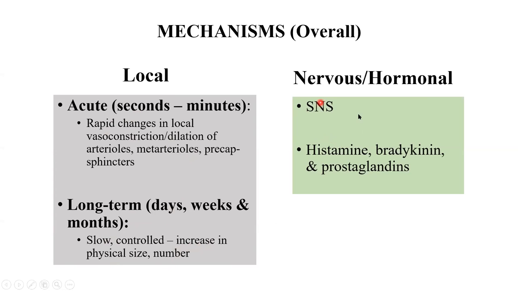Then there are overarching nervous and hormonal mechanisms. The top of the line is the sympathetic nervous system, and we know what this does. Generally speaking, it vasoconstricts or dilates depending on the receptor. If it's alpha 1 receptor, it will vasoconstrict. If it's beta, it will vasodilate. And this is norepinephrine we're talking about. And then there are hormones: histamine, bradykinin, prostaglandins. You must have heard this many times before.